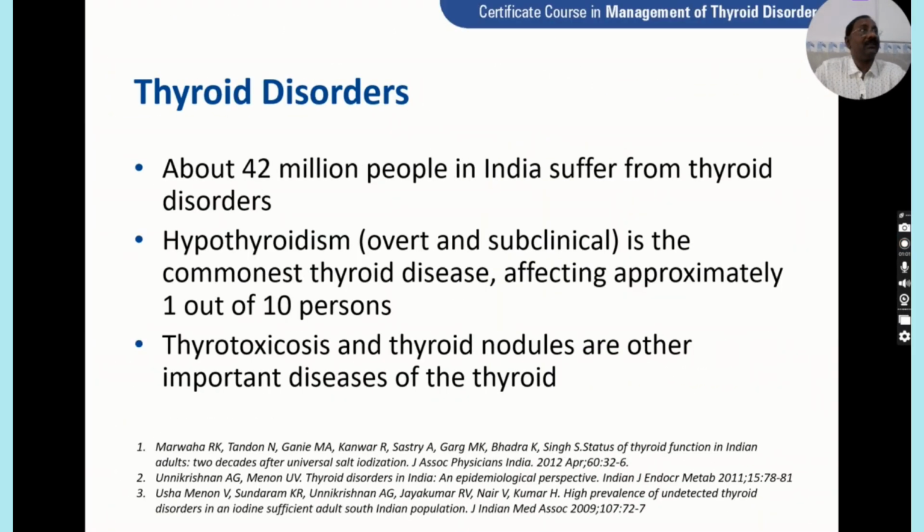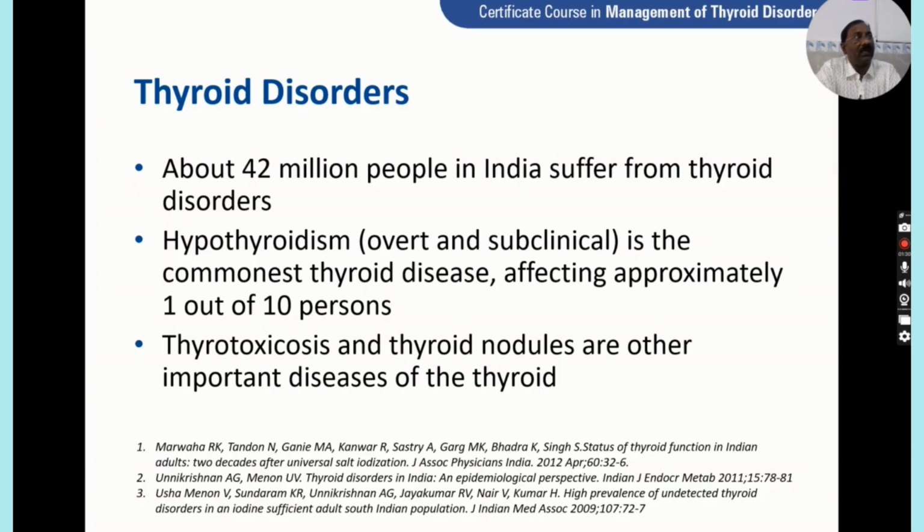Dear postgraduates, today's class will be on thyroid disorders, a very common disorder in our society. I think more than 50 million people in India suffer from thyroid disorders. Hypothyroidism, both overt and subclinical, depending on your TSH and T4 levels, is the commonest thyroid disorder, affecting approximately 1 out of 10 persons. So there is a very high incidence of thyroid disorders in society.